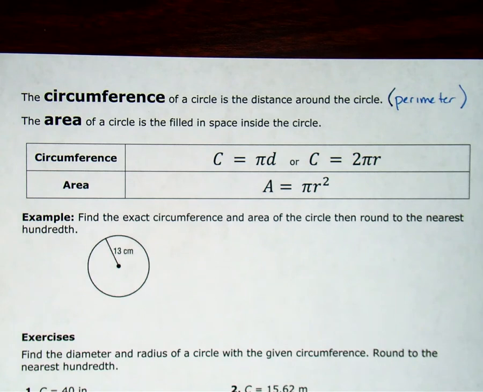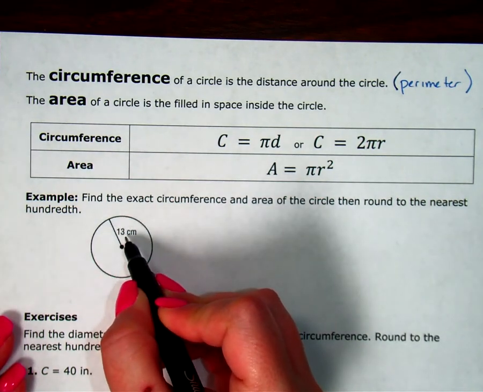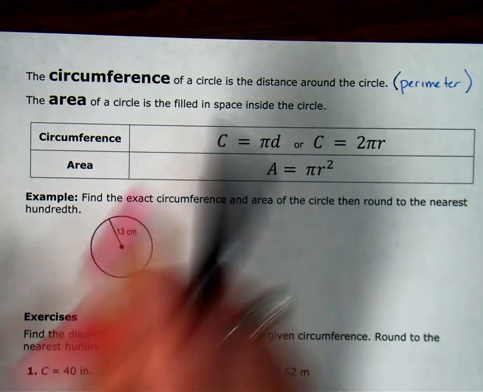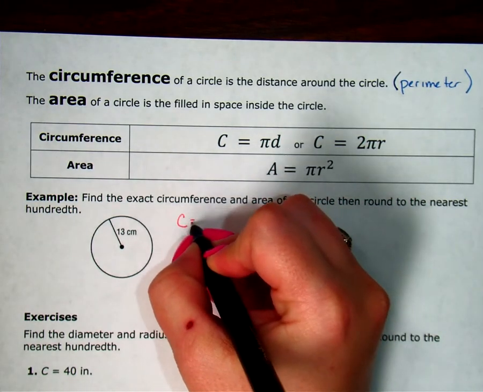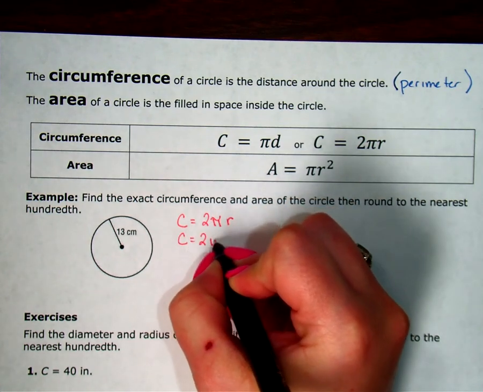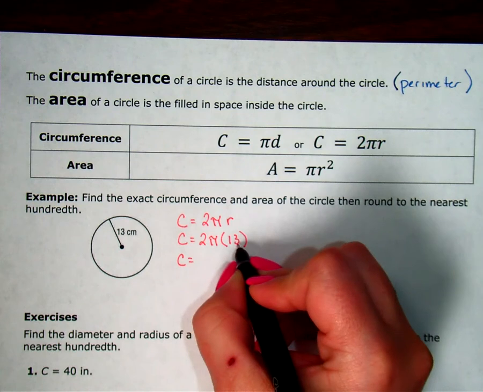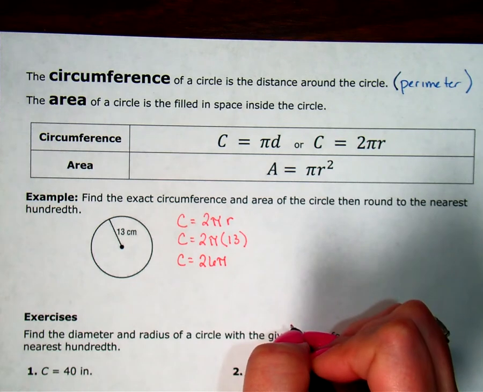My first example says find the exact circumference and area of the circle, then round to the nearest hundredth. Let's start with circumference. Notice in this picture they gave me the radius, so I'm going to use the formula that has the radius. Circumference equals 2 pi r. So my circumference equals 2 times pi times my radius, which is 2 times 13, 26 pi.